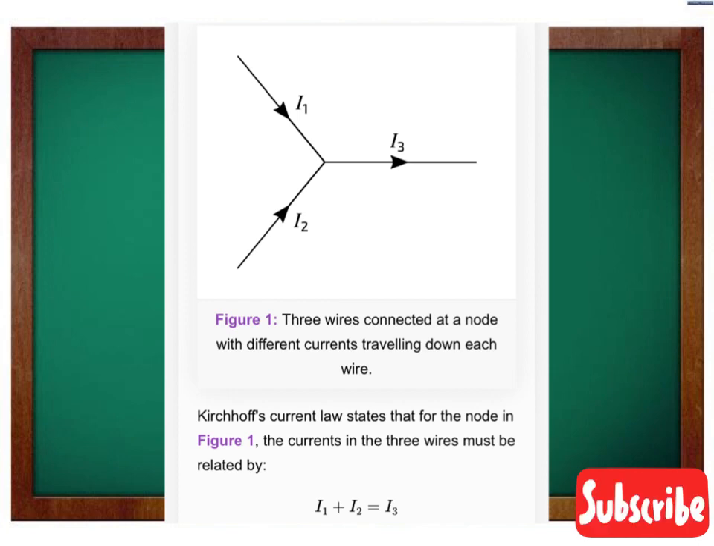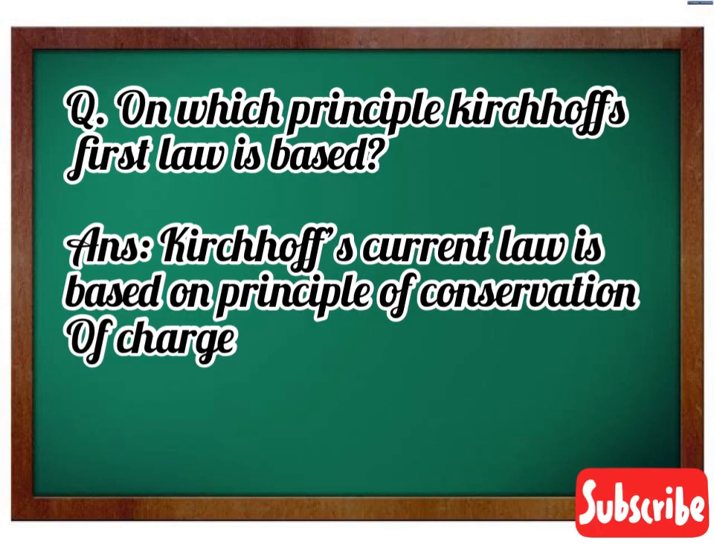Now one more question arises from this point: on which basic principle is Kirchhoff's first law or junction law based? As the name of the first law indicates, Kirchhoff's current law. Current means it is based on what? As we saw in an earlier lecture, current is the rate of flow of charge per unit time. So current is related with the flow of charges, right?